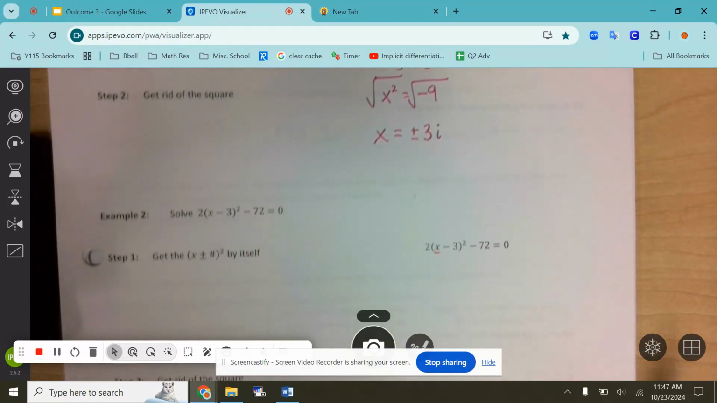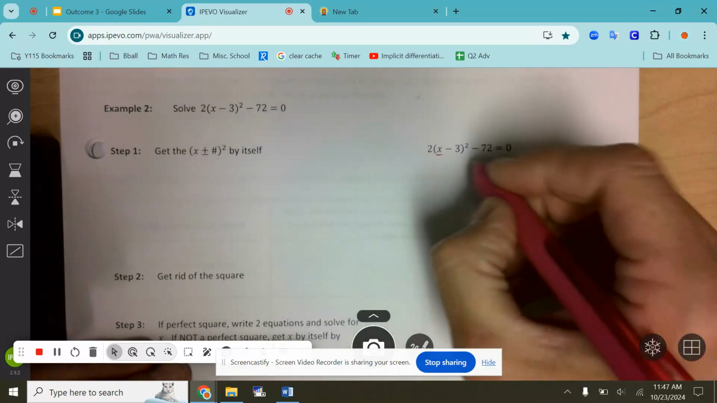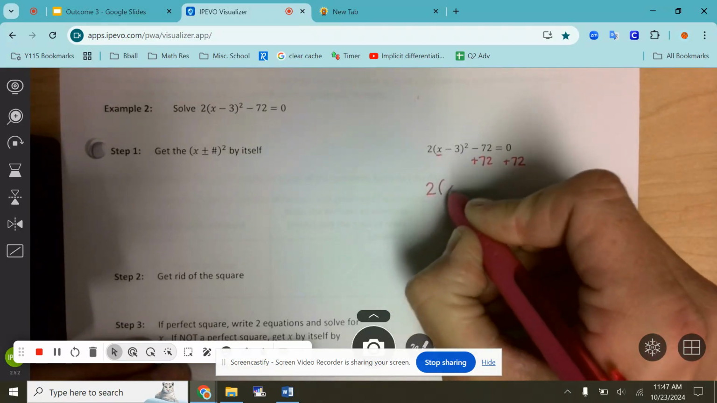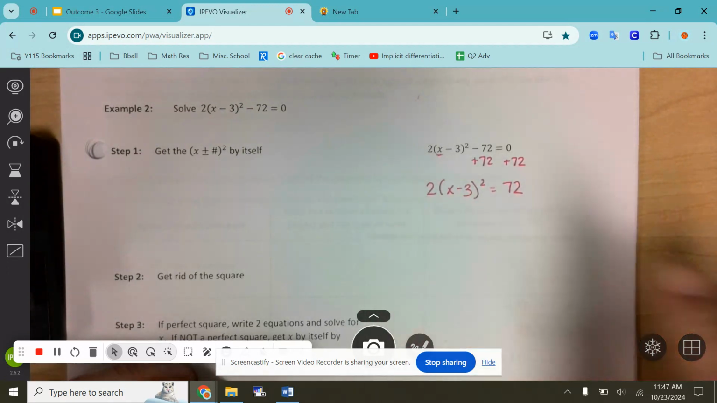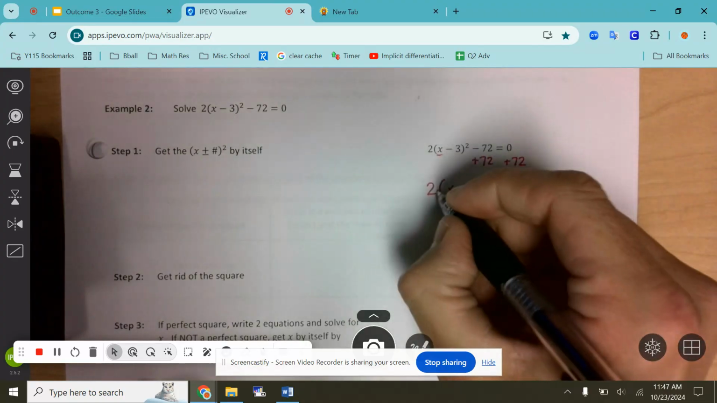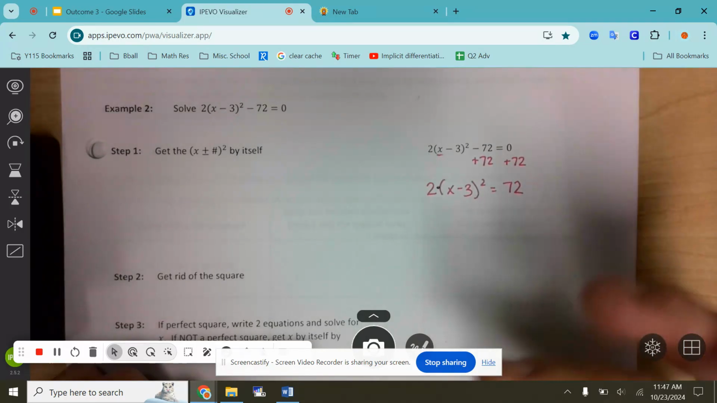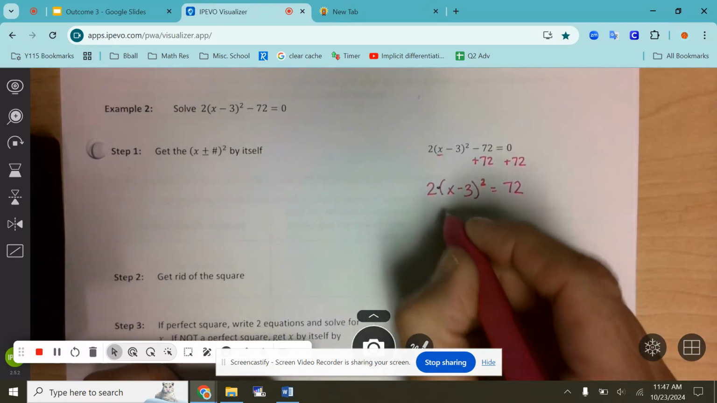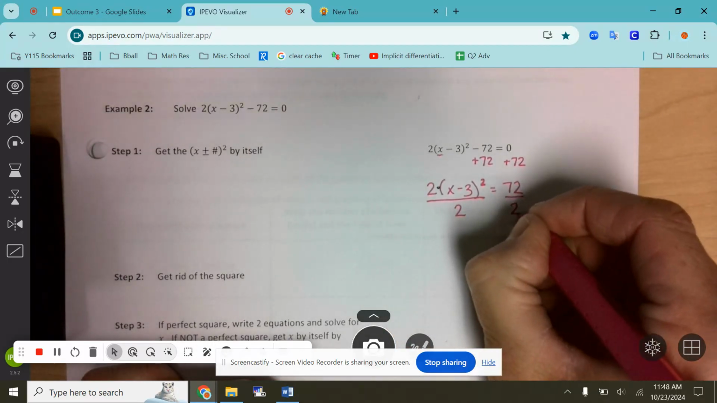Starting with, I need to get rid of all my excess numbers. So the first number I need to get rid of is this minus 72. So I'm going to add 72. The next thing I need to get rid of now is this 2 out in front. And like we have discussed, if I have a 2 out in front, that means I am multiplying. I'm getting rid of it, folks. I cannot multiply here because that would be breaking order of operations. Exponents come before multiplication. So instead of doing that, I'm just going to get rid of it by dividing.